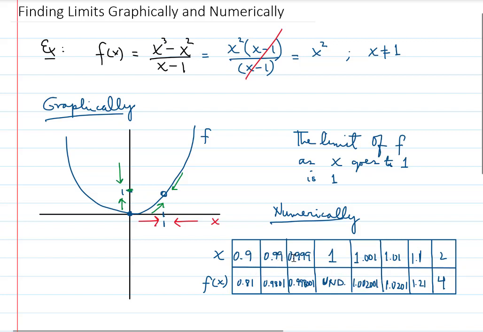And also coming from the left, as you start getting closer, the function was 0.81. That's close to 1, but not that close, and then it starts getting better and better. And if you get even closer, as x gets closer and closer to 1, that function is also getting closer to 1.